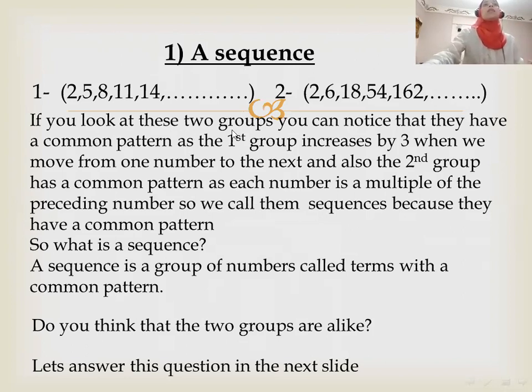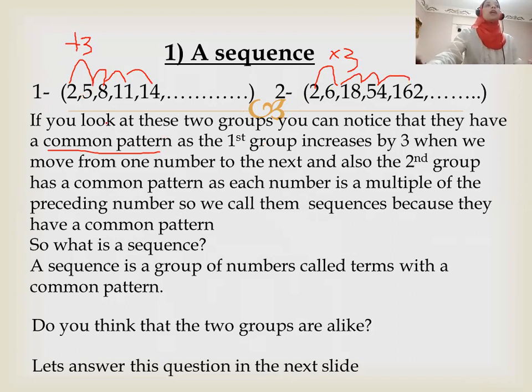If you look at these two groups of numbers, you can notice that they have a common pattern. The first group increases by 3, right or not? Yeah, we add 3 each time we move from one number to the next. And in the second group, we multiply each number by a fixed number, for example here it's 3. It can be 2 or 5 or whatever.